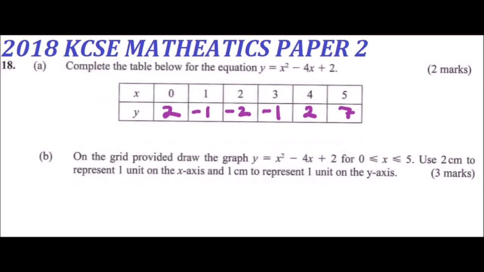The second part of the question is you are provided with a grid. You draw the function y is equal to x squared minus 4x plus 2 for 0 less than or equal to x less than or equal to 5. You are instructed to use 2 centimeters to represent 1 unit on the x-axis and 1 centimeter to represent 1 unit on the y-axis. So let's see how you do that.